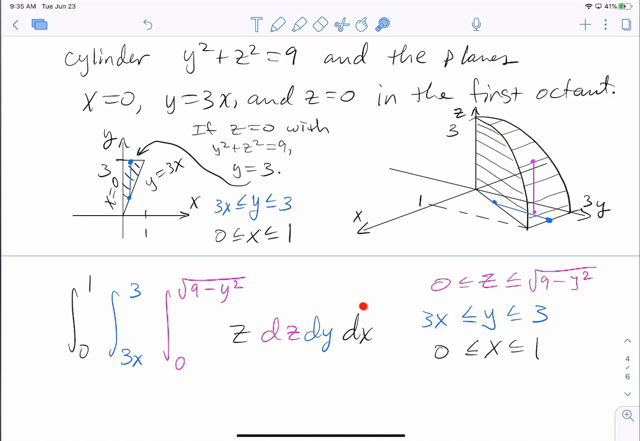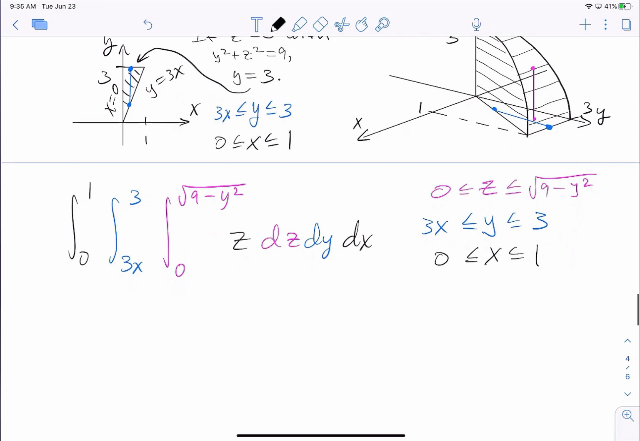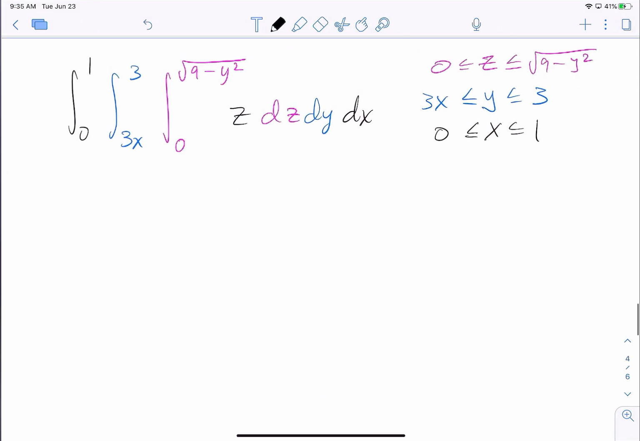You could have just as easily picked the order dx, dy, but then you'd have to solve the equation y equals 3x for x, and then x would have variable limits that depended on y. Integrating this should be pretty straightforward, so let's just go ahead and take care of it, where you've got the integral from 0 to 1 of the integral from 3x to 3.